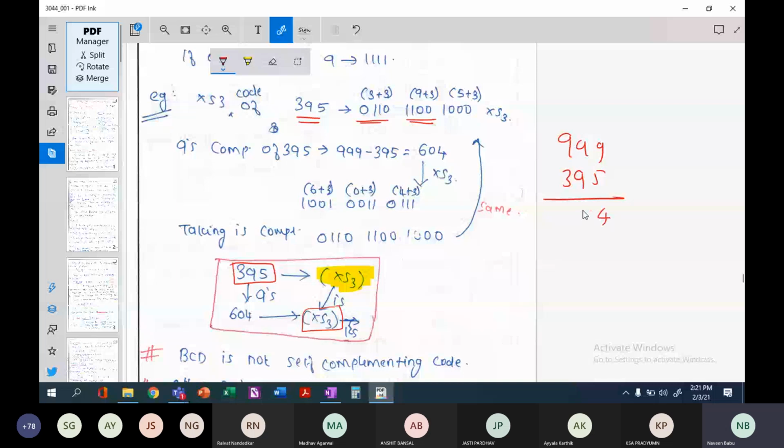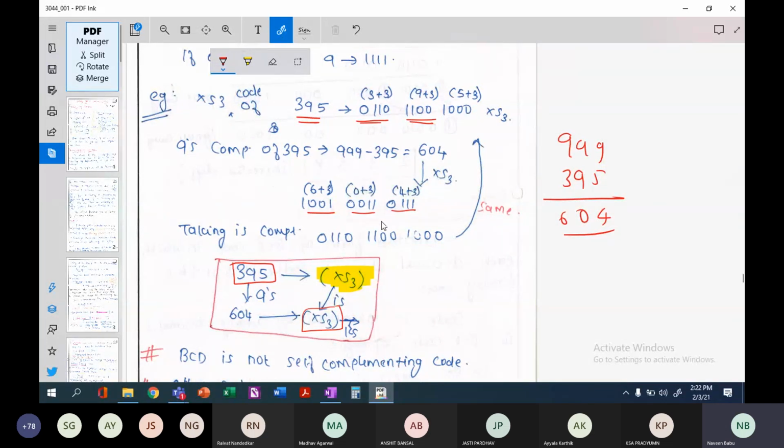It is 604. You take the XS3 of this 604. 6 plus 3 is 9, so the code is 1001. What is 0 plus 3? It is 0011. 4 plus 3 is 7, 0111. You take the complement of this number.